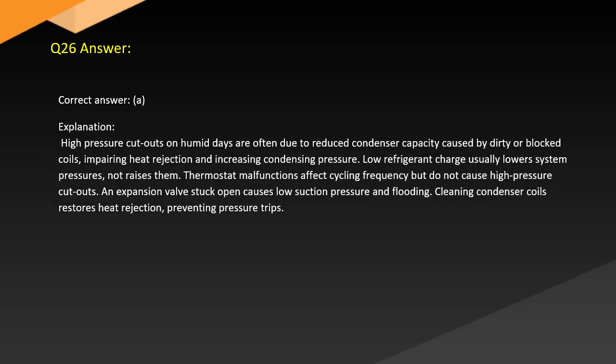Answer. Correct answer, A. Explanation. High-pressure cutouts on humid days are often due to reduced condenser capacity caused by dirty or blocked coils, impairing heat rejection and increasing condensing pressure. Low refrigerant charge usually lowers system pressures, not raises them. Thermostat malfunctions affect cycling frequency but do not cause high-pressure cutouts. An expansion valve stuck open causes low suction pressure and flooding. Cleaning the condenser restores heat rejection, preventing pressure trips.